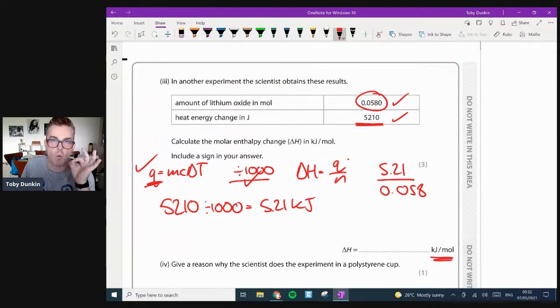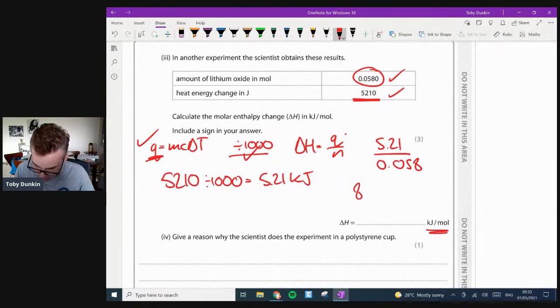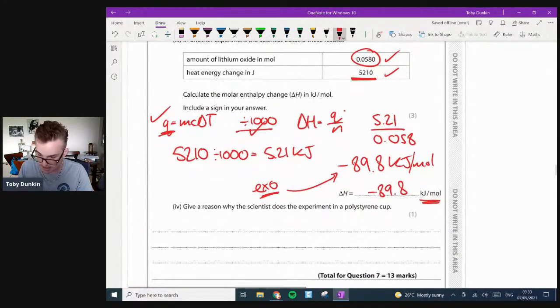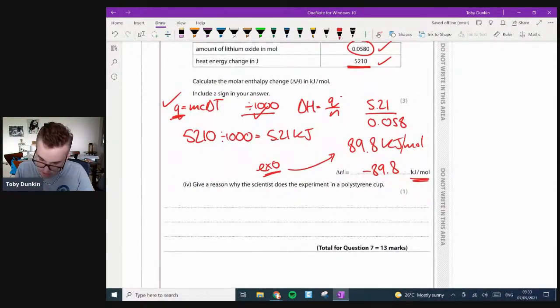The temperature went up. Do not forget, students have a habit now to write down 89.8 kilojoules per mole, and they lose that mark. The reason being is this is negative. That sign there means exo, yeah? Because the temperature went up. It's so easy to forget it. I've forgotten it in the past. Just watch out, guys. The actual number, though, was negative 89.8, and then we can just flip the sign and give it like that.